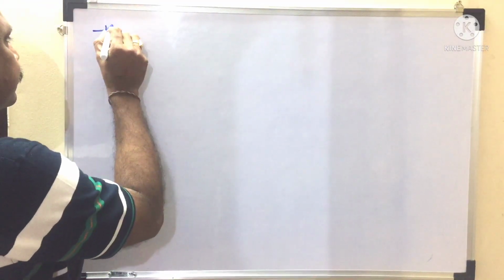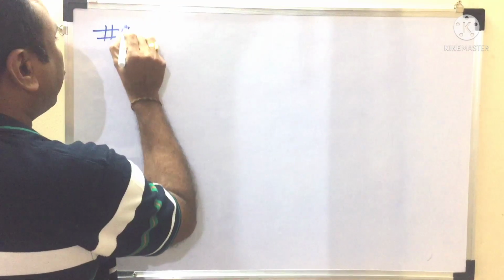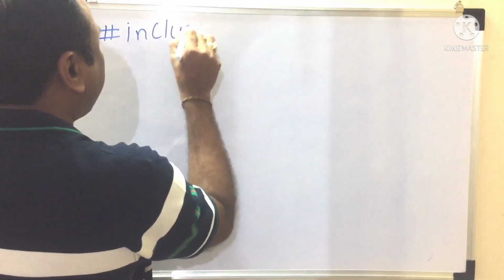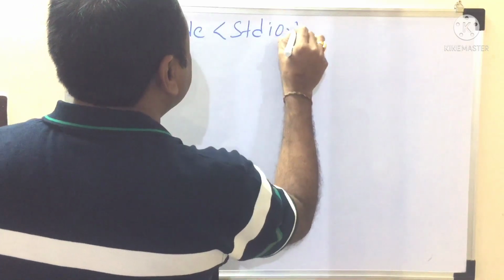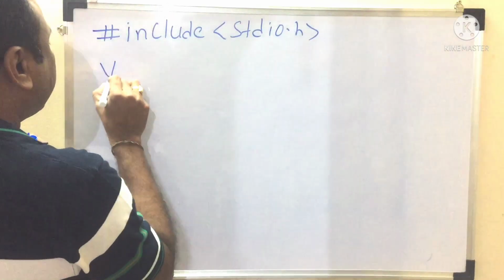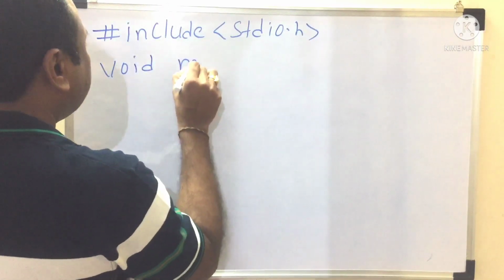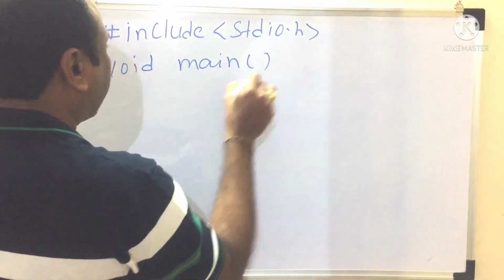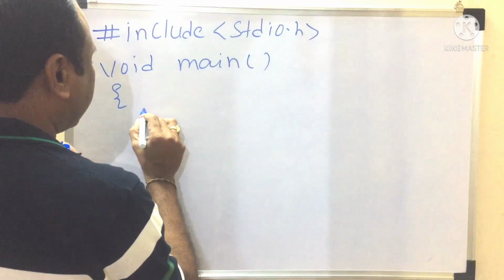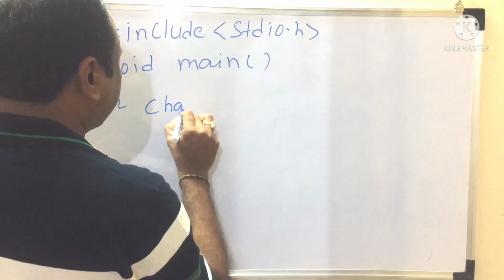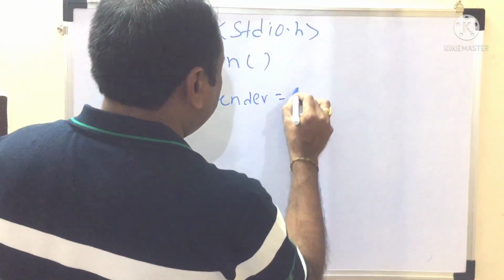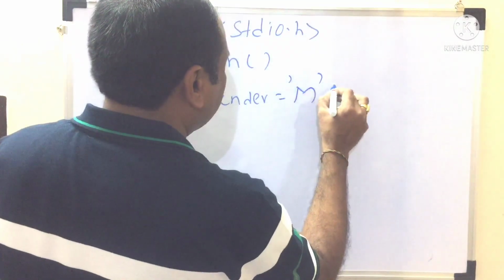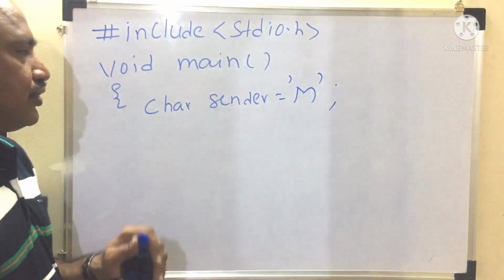How to work with putchar and puts? Hash include stdio.h. A program usually starts from main only. Take void main. Char gender equal to a single character, which should be enclosed in single quotes.